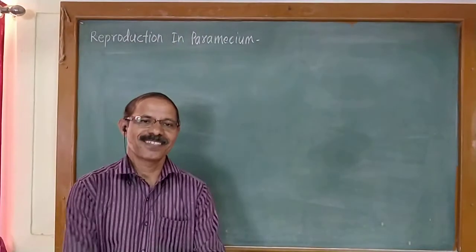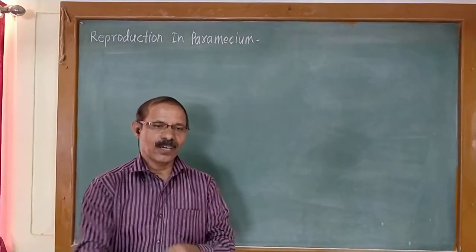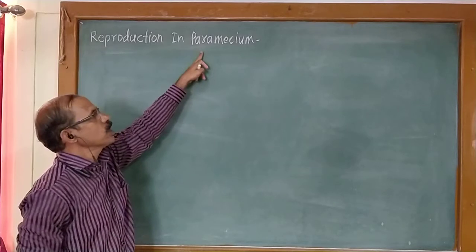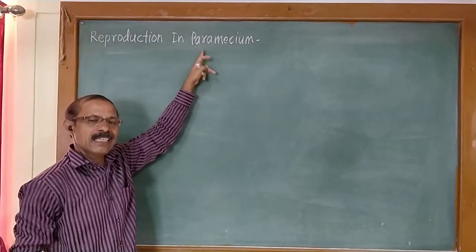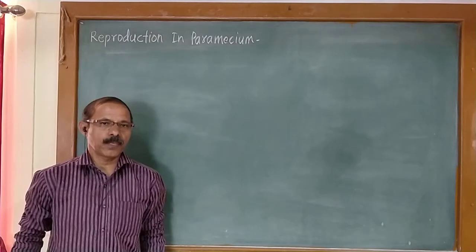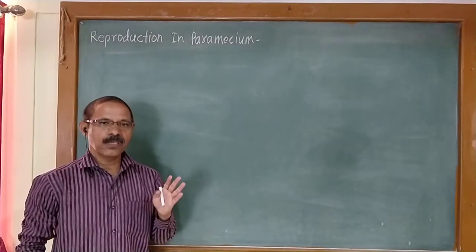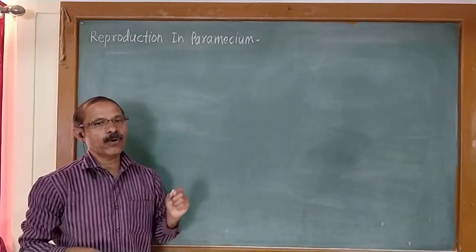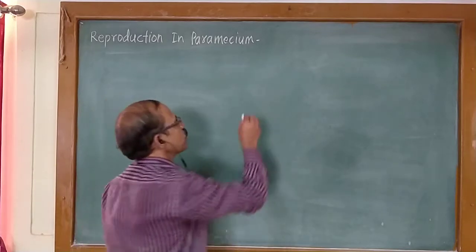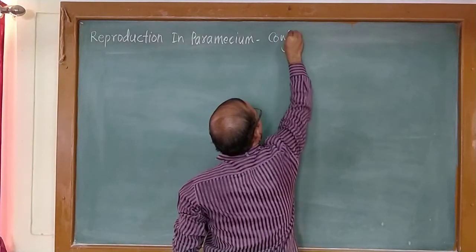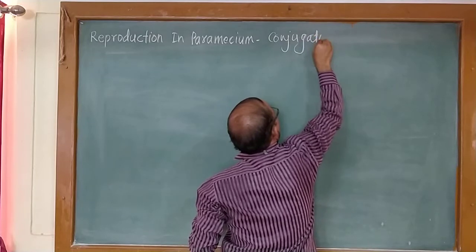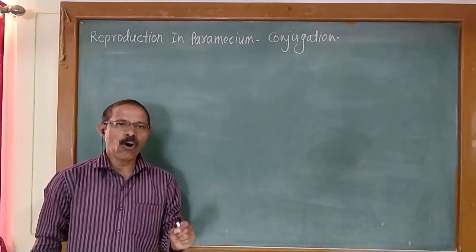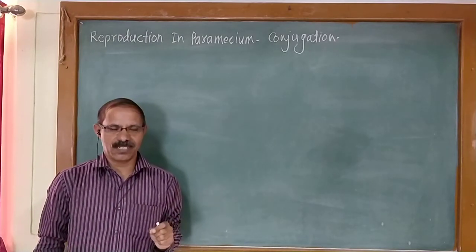Hello friends, in this lecture we are going to discuss reproduction in paramecium. As in the last lecture we learned, there are two types of reproduction: one is sexual reproduction and the other is asexual reproduction. So in this lecture we will learn about sexual reproduction, that is conjugation. Conjugation in paramecium.